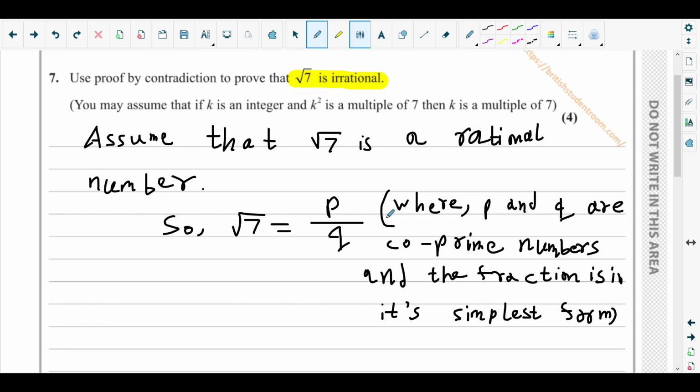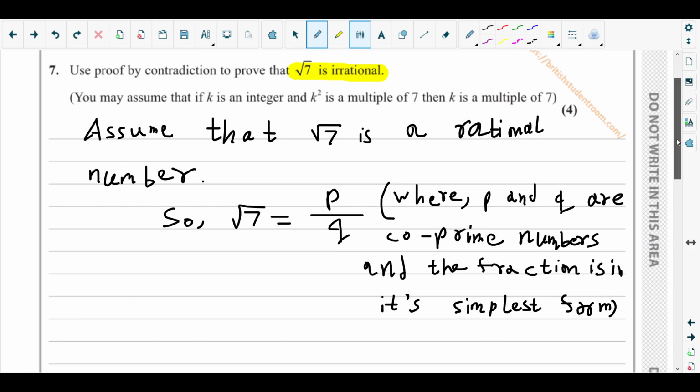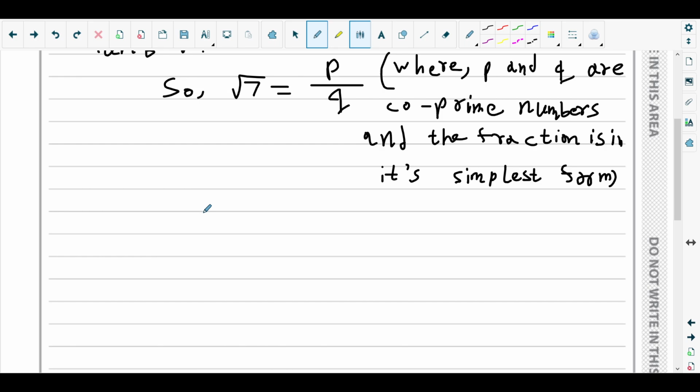Like that, all rational numbers can be represented as a fraction. So what can we do? Cross multiply. So P equals square root of 7Q. Now square both sides. So what will you get? P squared equals 7Q squared.